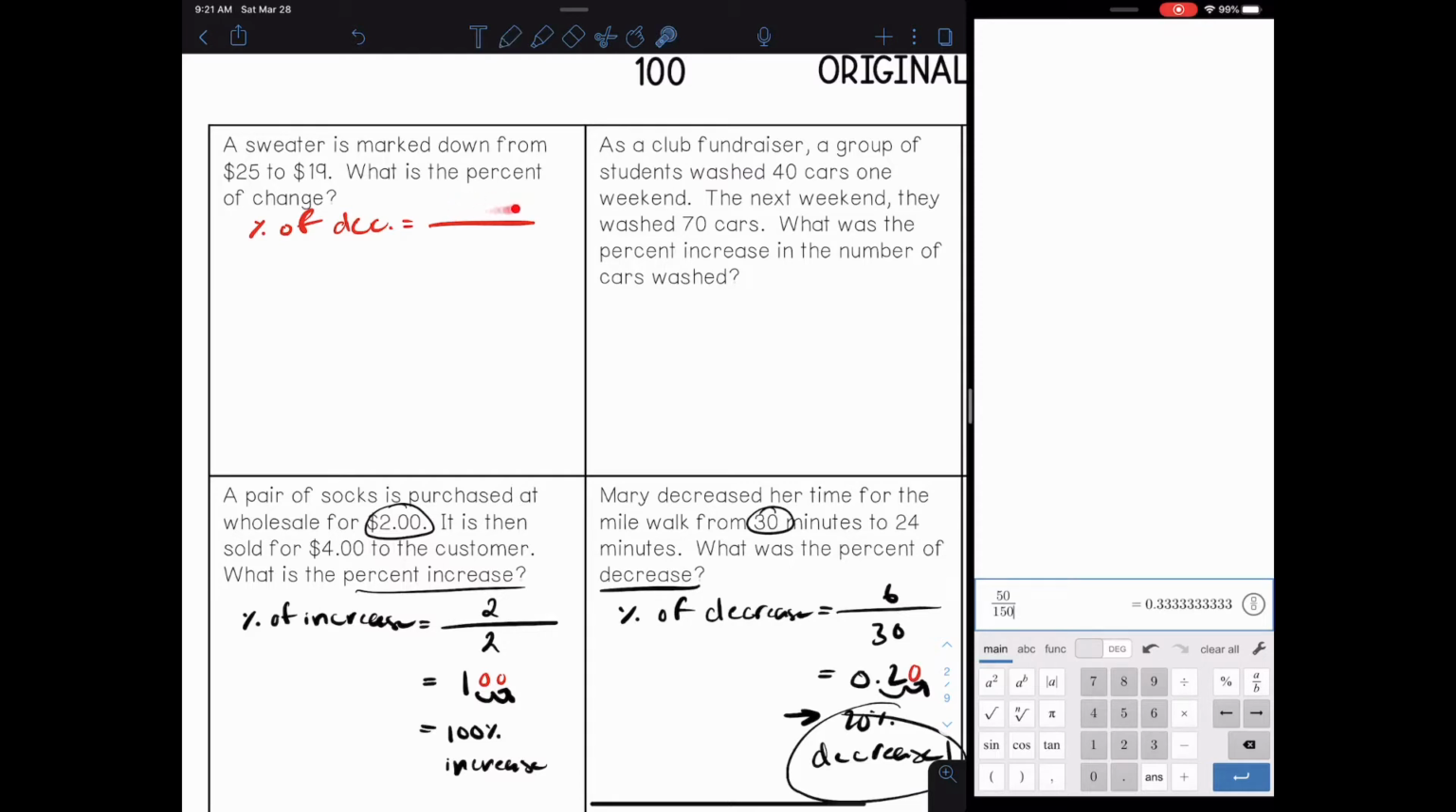So how much was the change? Well, 25 to 19, that's 6. How much was the original? 25. So 6 divided by 25, we get 0.24.